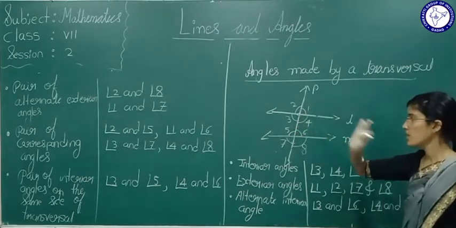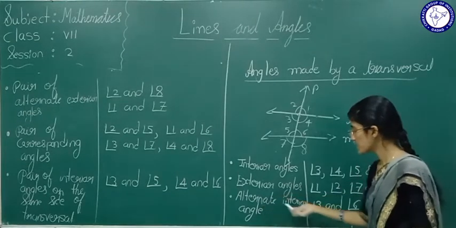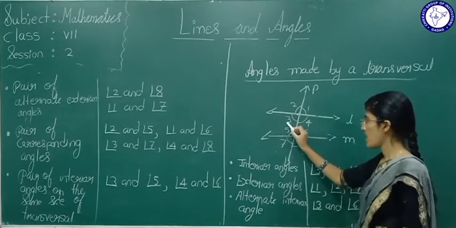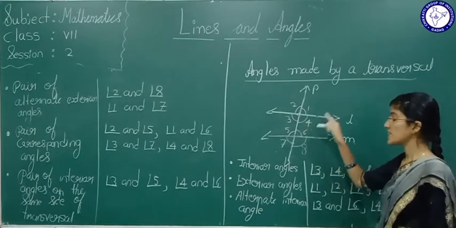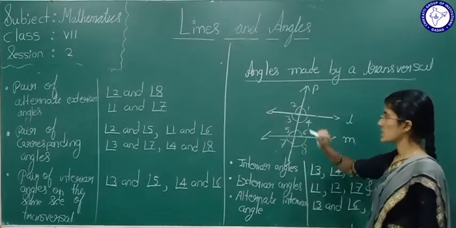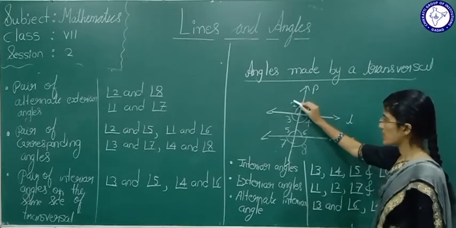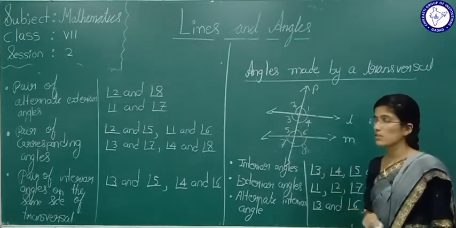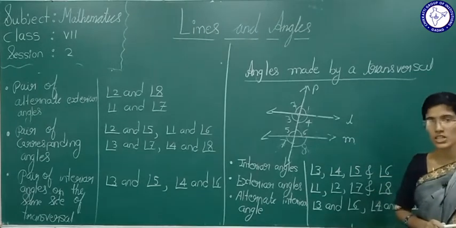Therefore, it is called an interior angle. Alternate interior angles: angle 3 and angle 6, angle 4 and angle 5. These are alternate interior angles. Now, pairs of alternate exterior angles, say angle 2 and angle 8, like a cross here. Angle 2 and angle 8, angle 1 and angle 7. These are called pairs of alternate exterior angles.